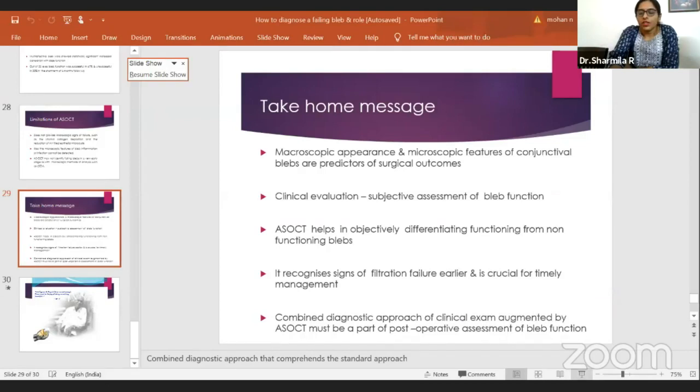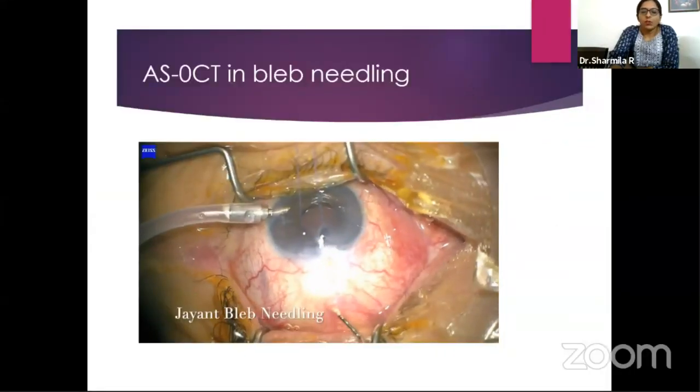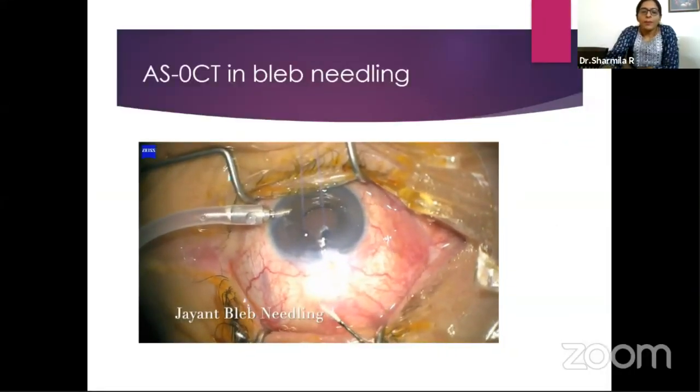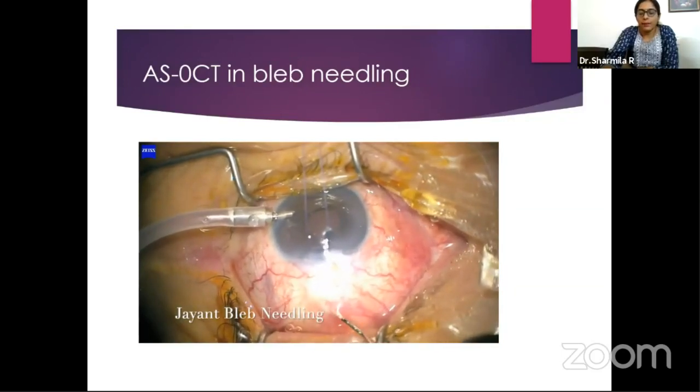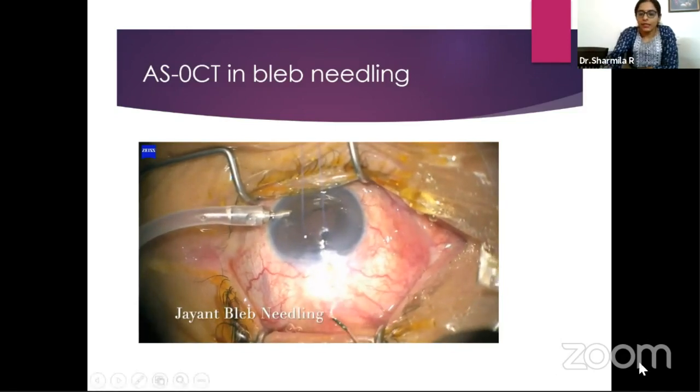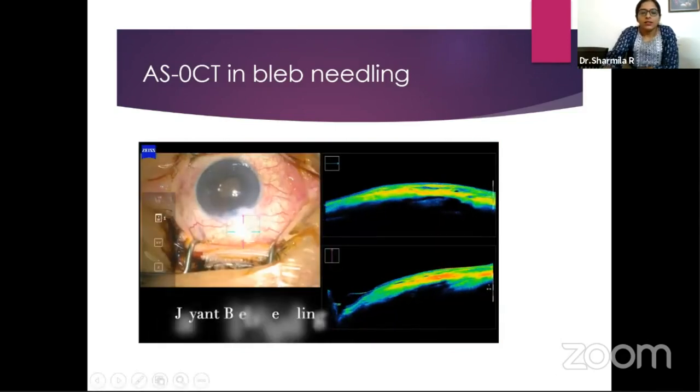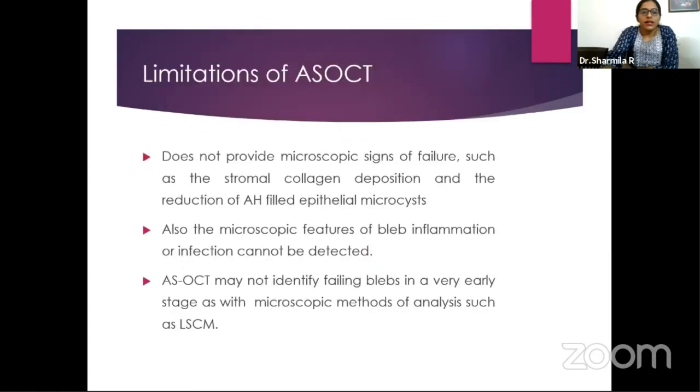So it is also very useful to see this objective transformation of the change in bleb function, which happens immediately. Because of want of time, I'm just skipping this. But the limitations of ASOCT are that it is expensive and it does not pick up microscopic structures or changes which happen earlier, and that can be seen only with a laser confocal microscope.